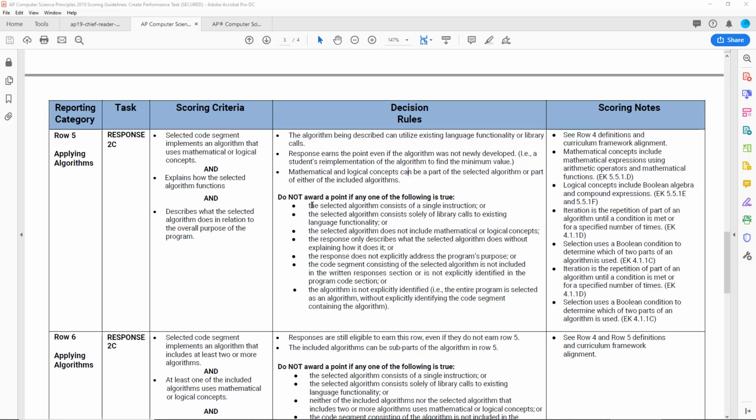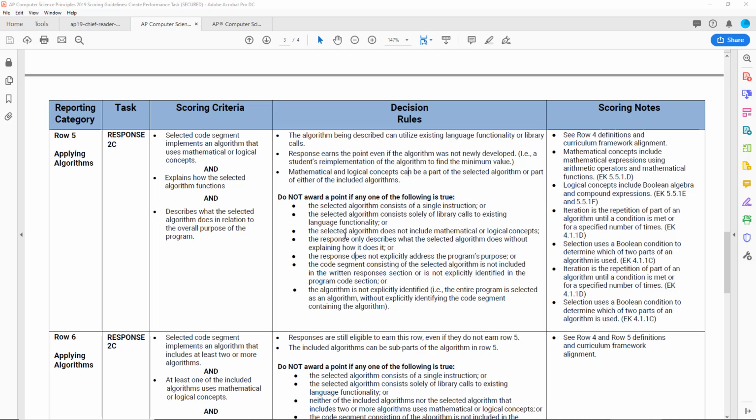Here are ways to lose the point. The selected algorithm is a single instruction, or the selected algorithm consists solely of library calls to existing language functionality. A way I've seen people lose this point is just using event listeners, and so their entire algorithm is just library calls to existing language functionality, and they did not get their point. The selected algorithm does not include mathematical or logical concepts, so make sure you have some mathematical operations or logic.